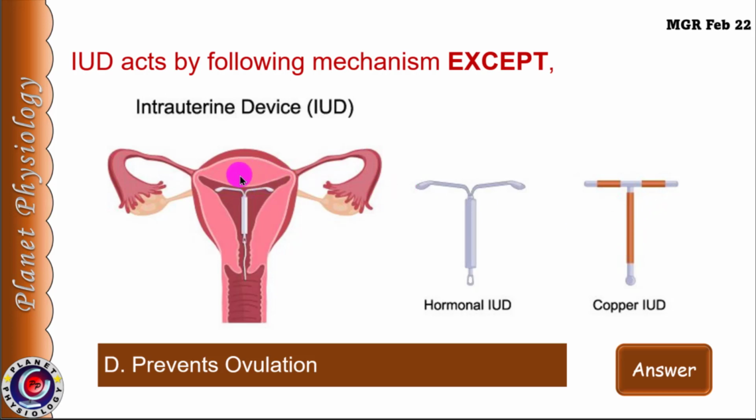They act as a foreign body in the uterus and bring about cellular and biochemical changes in the uterus which prevent implantation and also impair sperm viability. Copper prevents sperm capacitation and also changes the composition of cervical mucus. Hormone releasing devices make the cervical mucus thick and prevent sperm entry into the uterus. So IUDs act by all these mechanisms except by preventing ovulation.